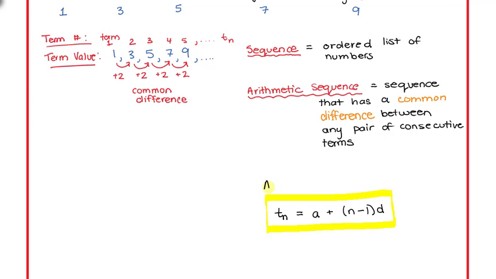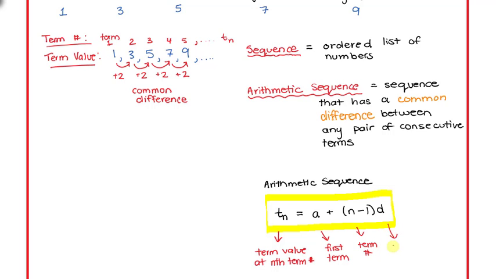So this is the arithmetic sequence equation. Where again, t at n is the term value at the nth term number. A is our first term. N is the term number, so where along the sequence is it? And D is our common difference.